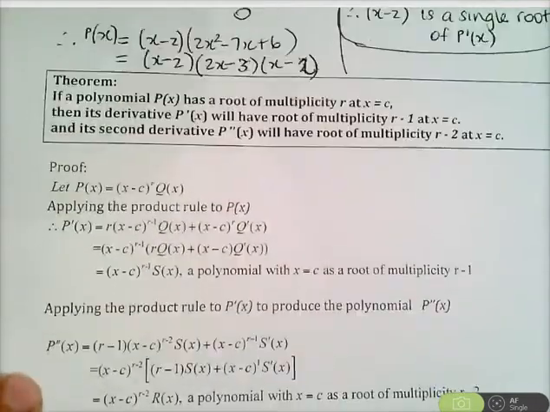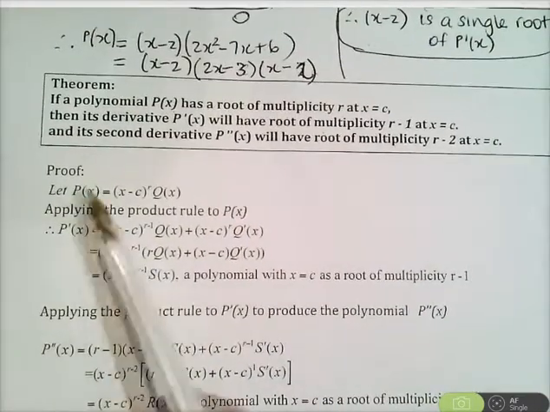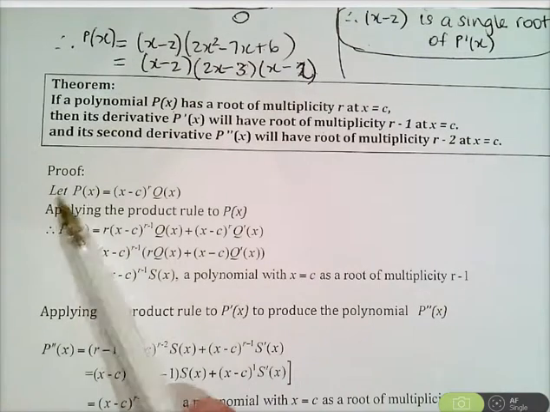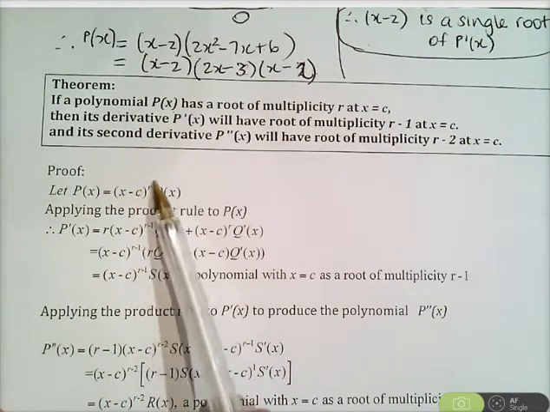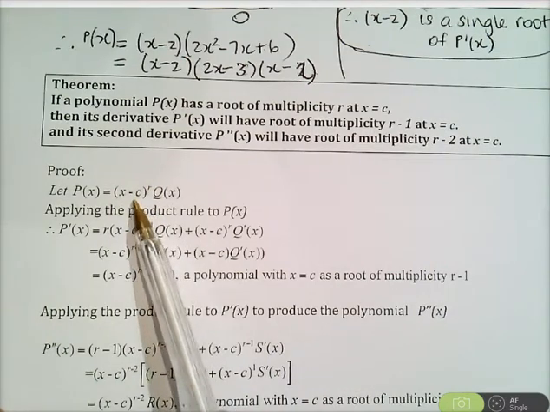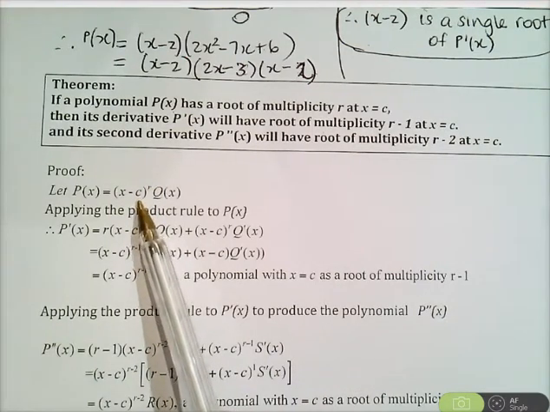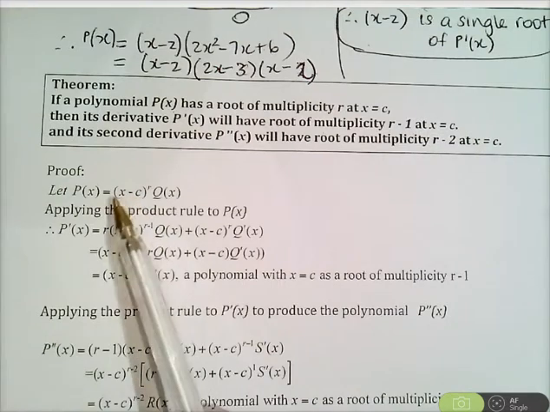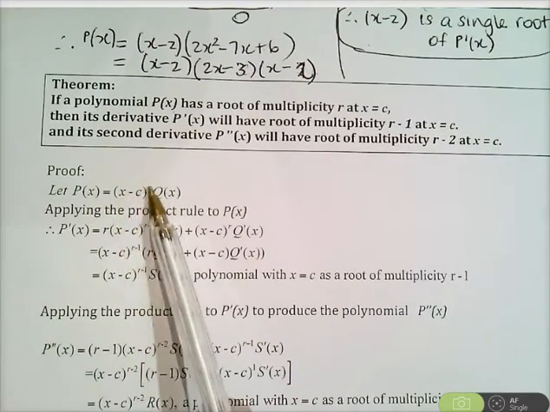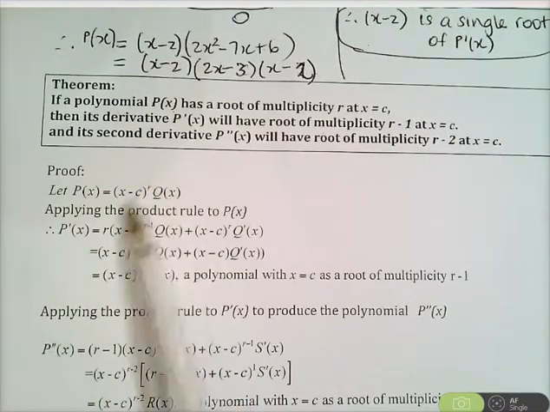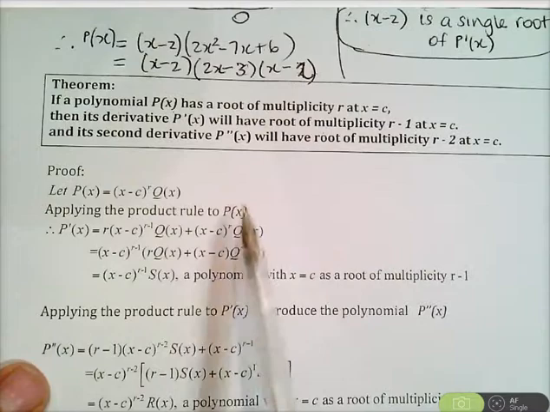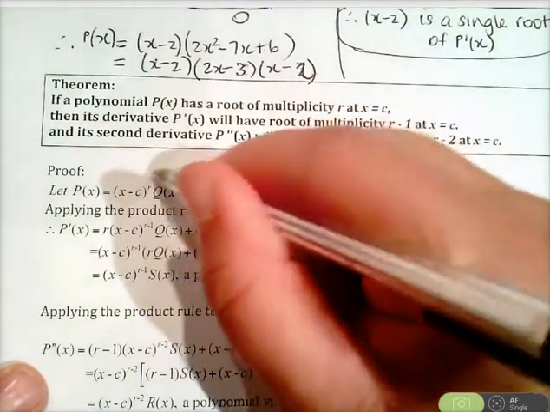Okay, now the proof of this. If we let p of x equal x minus c to the power of r times q of x, so therefore the factor x minus c occurs r times, or we can say that c is a root or a 0 of multiplicity r, then we apply the product rule.